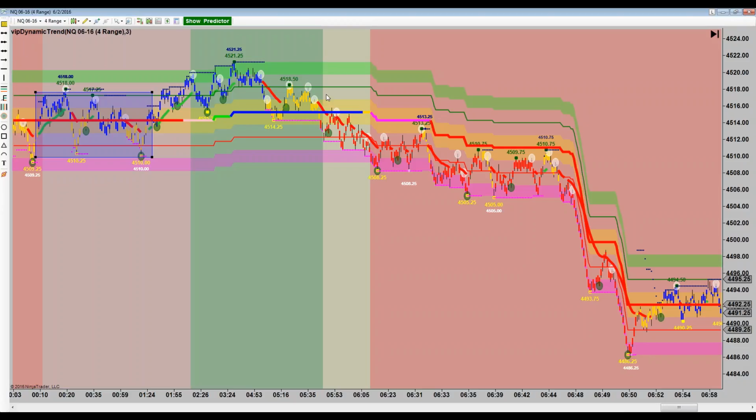Conversely, when the market starts to drop and you go into what we call a downtrending move, the look would be like this on the right. You would have a red background.